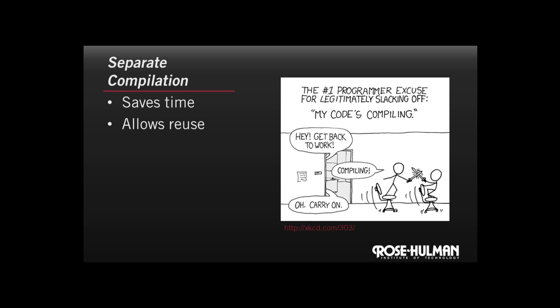The other benefit of separate compilation is it allows for greater reuse, because we can make a single file, for example, that defines a bunch of functions having to do with points, like we saw in an earlier example, and then we can use that file in multiple projects, and so it makes it easier to distribute that point code and use it in multiple places.